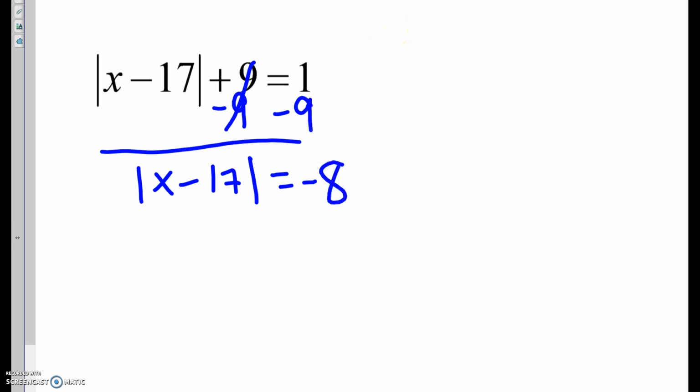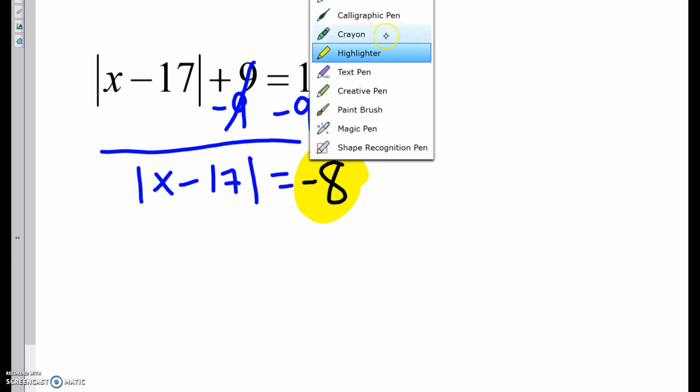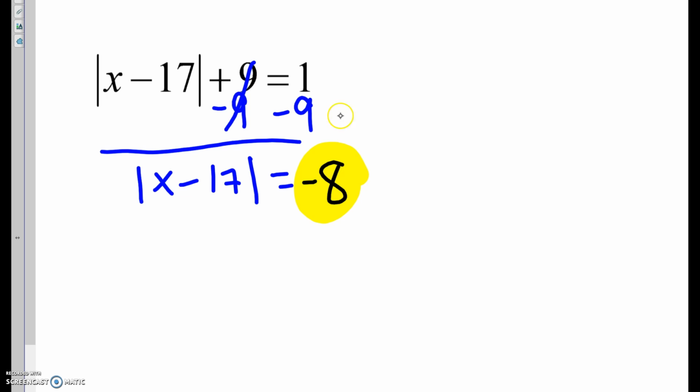Okay, so because absolute value is distance and distance has to be positive, this negative answer does not make sense. There's no number that I could have for x that is going to give me an absolute value of a negative number. So because of that, my answer would be no solution.